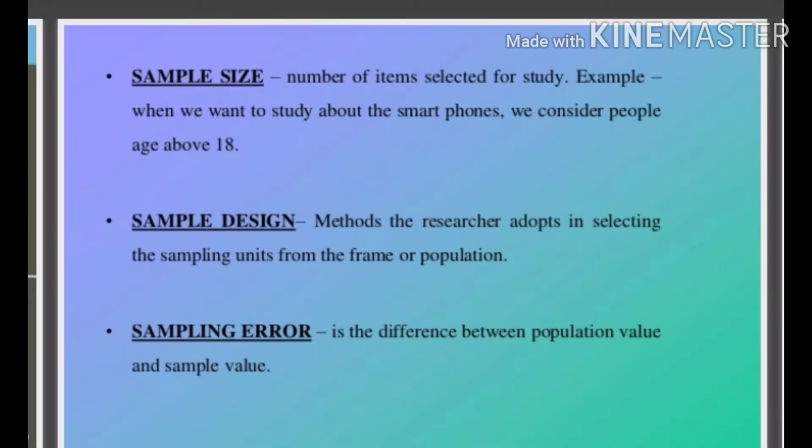Sample size: the number of items selected for a study. Example, when we study smartphones, we consider people above age 18. Sampling design: the methods the researcher adopts in selecting the sampling units from the frame of the population. Sampling error is the difference between the population value and the sample value.